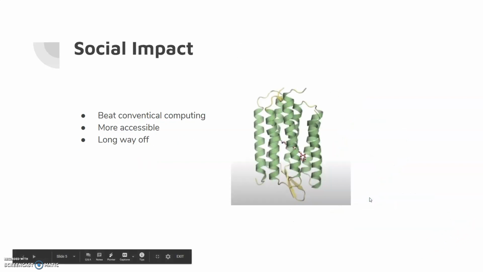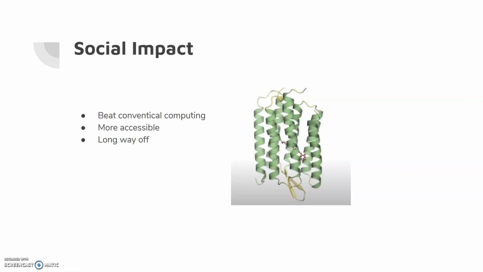So what are the societal impacts? Well, it has the ability to beat conventional computing, and due to the fact that it's a protein and we are coming up on more and more effective ways of genetic engineering, we can more effectively produce these proteins over time.